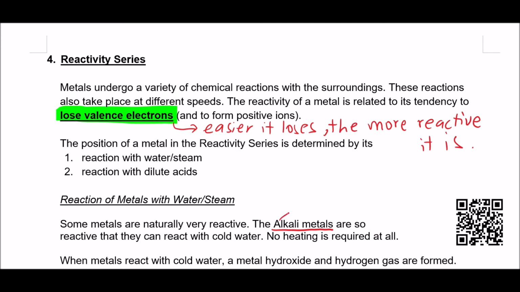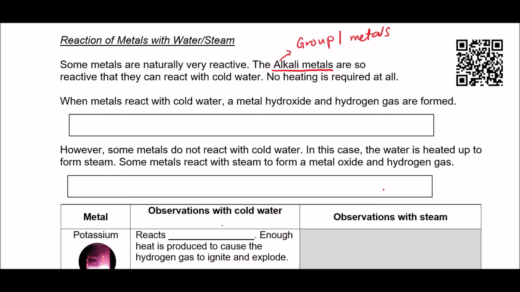Okay, so the alkali metals, they are very reactive. They react with cold water. You remember that alkali metals are actually our group 1 metals. Moving on, when the group 1 metals react with cold water, it forms metal hydroxide and hydrogen gas. Okay, so this is the word equation for it.